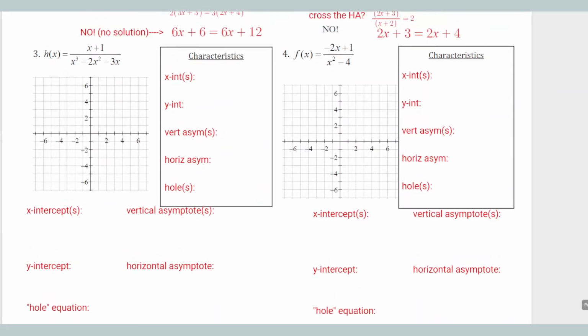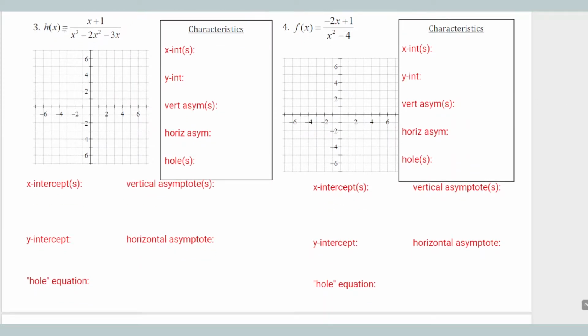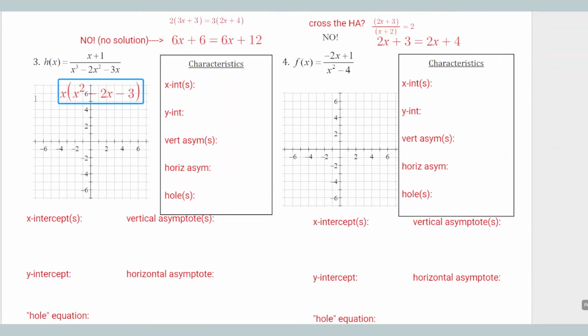All right, so here on number 3, we've got x plus 1 over what looks to be a cubic. So the x plus 1 you don't need to worry about factoring, but the x cubed, this thing we do need to go ahead and factor. So if I factor out an x as a GCF, I get x squared minus 2x minus 3. And then I can factor that a little further. Let me bring this up a little bit so you can see it, kind of obfuscated by the grid here. Then from here we can factor this quadratic as x minus 3 times x plus 1.